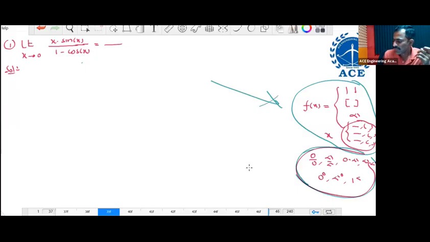And we check whether this is in the form of any one of these or not. At 0, sin 0 is 0, x is 0, cos 0 is 1, 1 minus 1 is 0. Now this is in the 0 by 0 form. That is, this belongs to this case. So we follow the L'Hospital method.